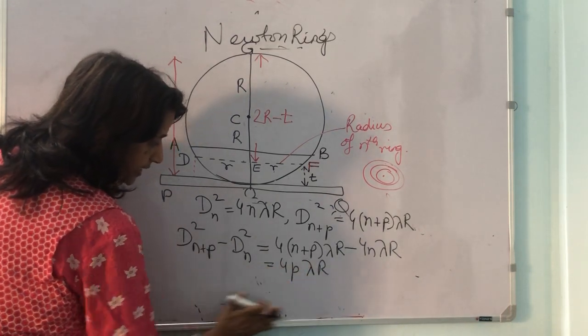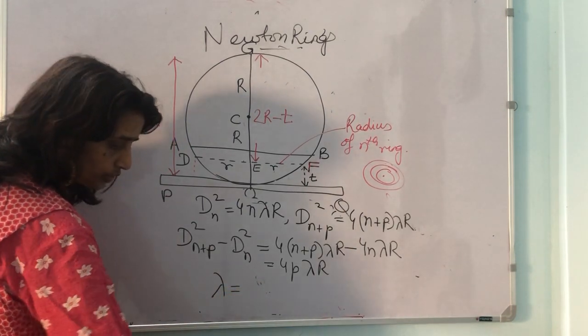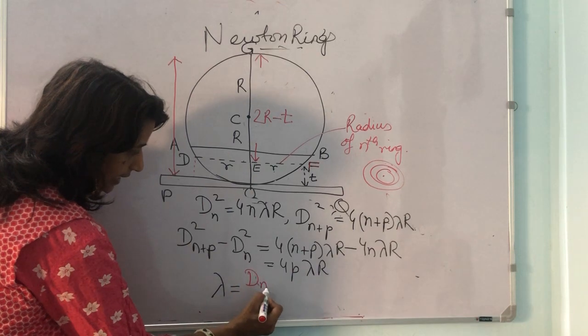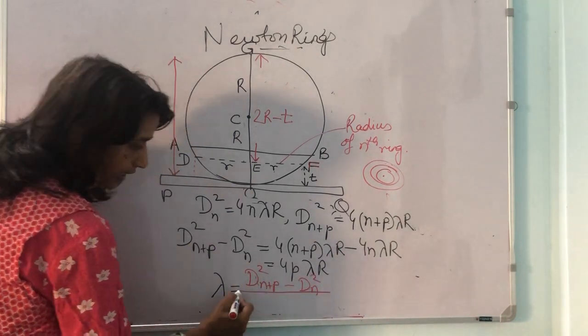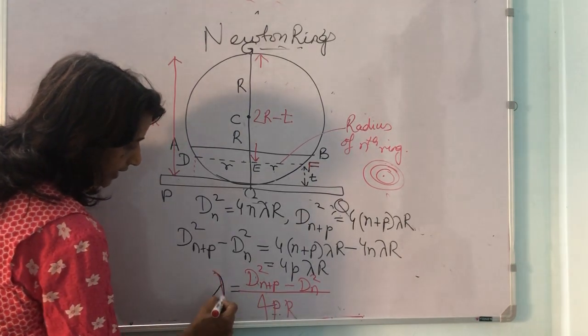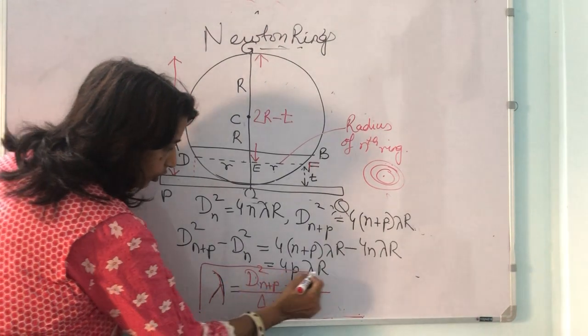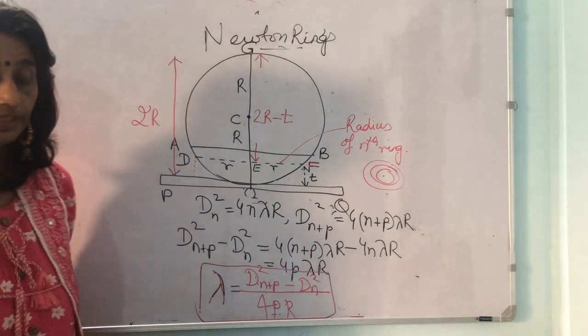So lambda is equal to (d(n+p) square minus dn square) upon 4pR, which is the wavelength of the monochromatic light in the Newton ring experiment. Thank you.